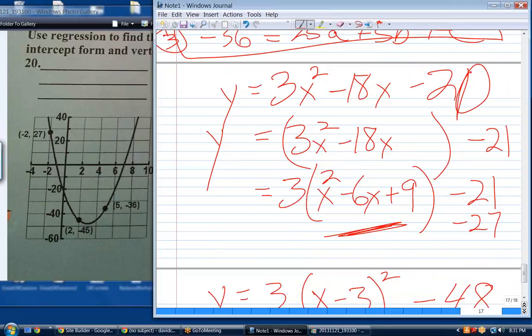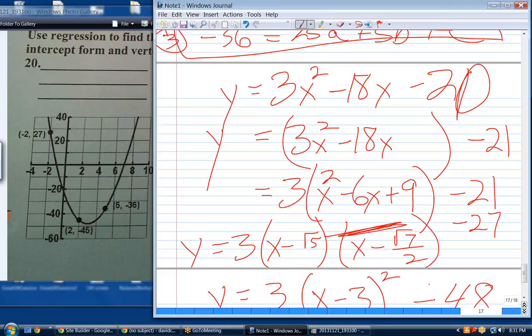So your final intercept format might look something like this. Y equals 3 times x minus root 5 times x minus root 7 over 2. In other words, when you use the quadratic formula to solve for the zeros, they could be irrational. No problem. Still works. They don't have to be rational.